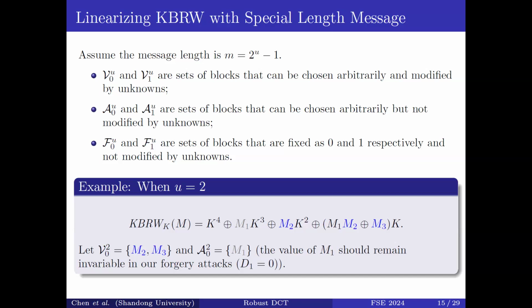And second, A0 and A1 are sets of blocks that can be chosen arbitrarily, but cannot be modified by Di. For example, in this case, the value of M1 should remain variable. Once the value of M1 is determined, we cannot change it, or Di is 0.